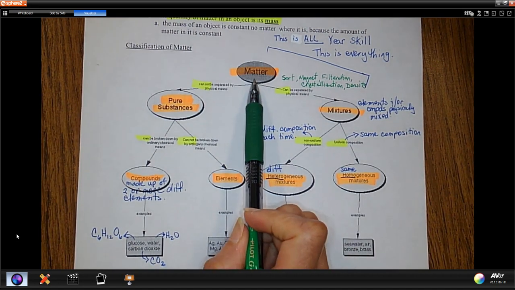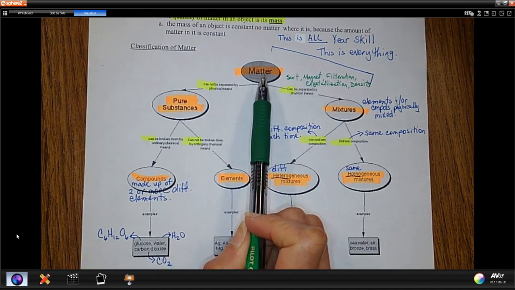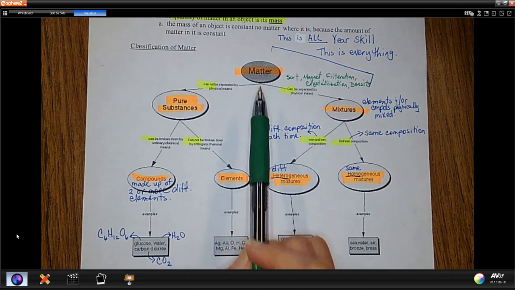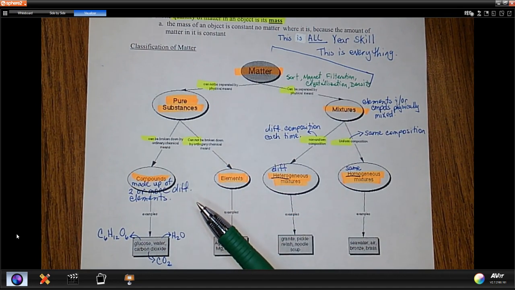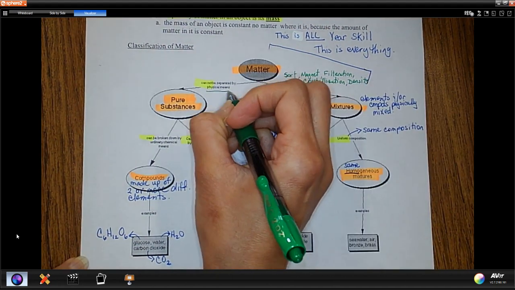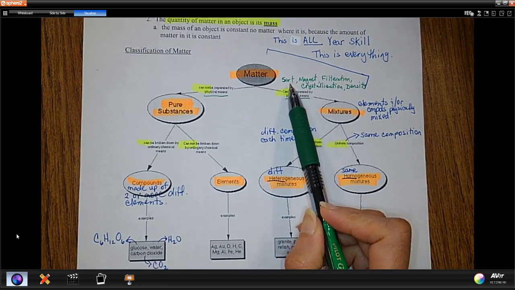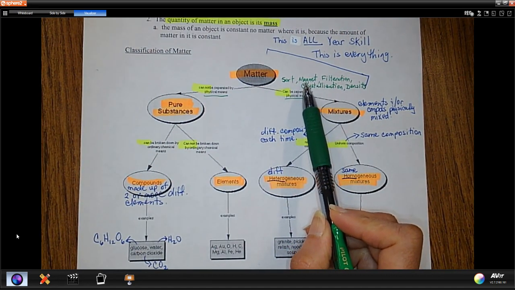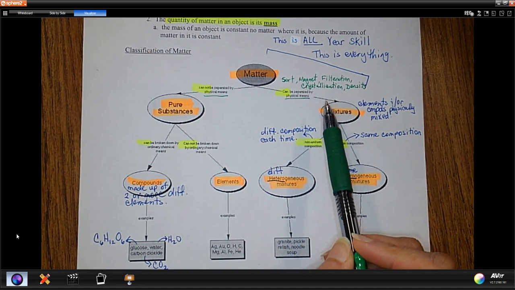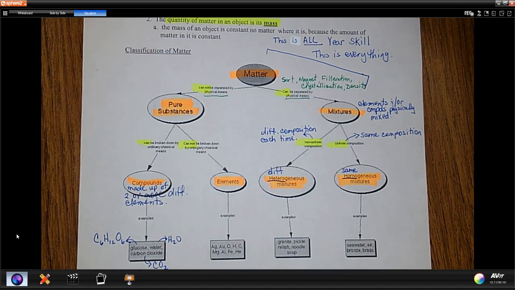It's everything in a nutshell that you really need to know about matter. So we've got matter here at the very top. And the question that we're asking is, can a particular matter be separated, physically separated? When I say by physical means, I am saying, can this matter be sorted? Can you take a magnet maybe and start separating it? Can you filtrate it? Can you crystallize something in there? Can you use density to maybe separate things?